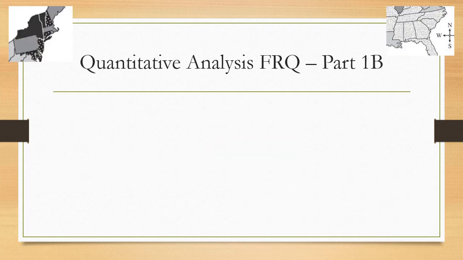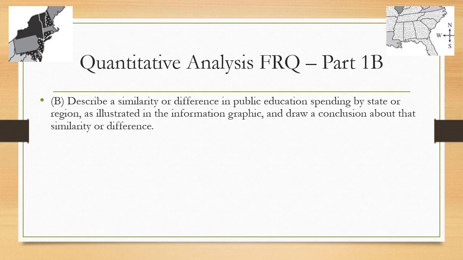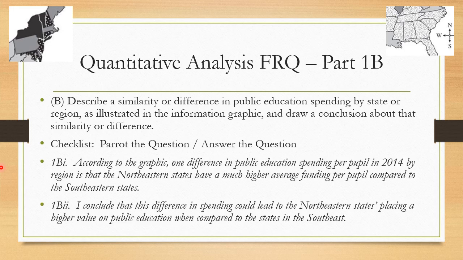Now let's move to the second part of the question, part 1B. Describe a similarity or difference in public education spending by states or region as illustrated in the information graphic, and draw a conclusion about that similarity or difference. All right, so this is a two-part question. We're going to have a describe point and a draw a conclusion point. Again, our checklist: we want to restate the prompt, right? Use the language of the question, or parrot the question, but then we've got to make sure we answer directly what they're asking us, right? And again, outline format. Now this is what I wanted to show you guys.